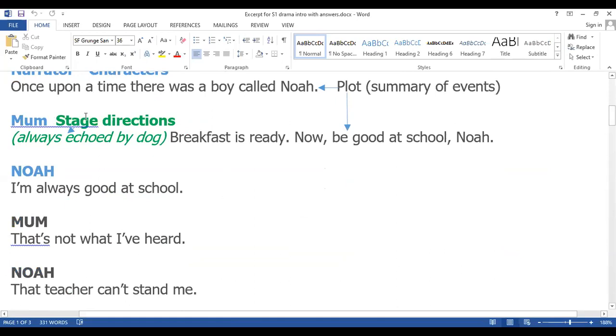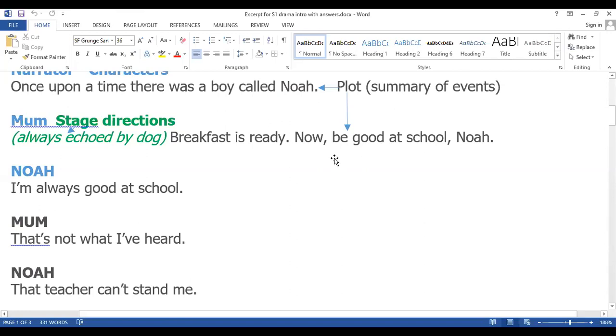Then the stage directions. I hope we kept seeing them as people were reading. Here we have one in brackets, always echoed by dog. Okay, so we have probably a home setting where we must have a dog. And then at some point they tell us that the students react and things like that. All those are part of the stage directions.